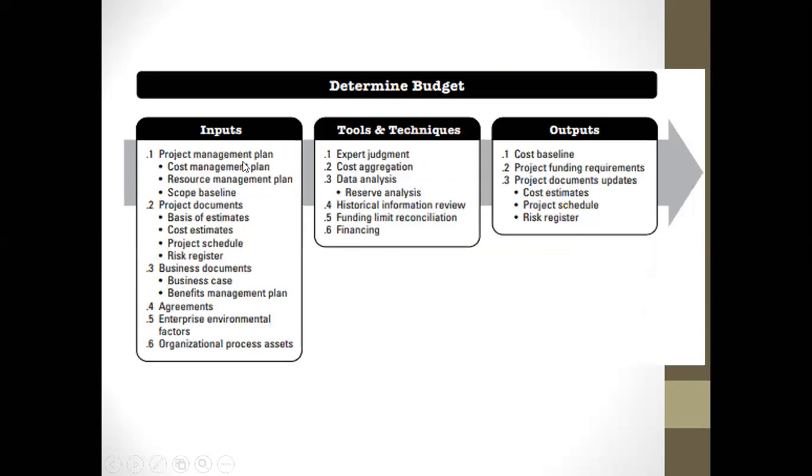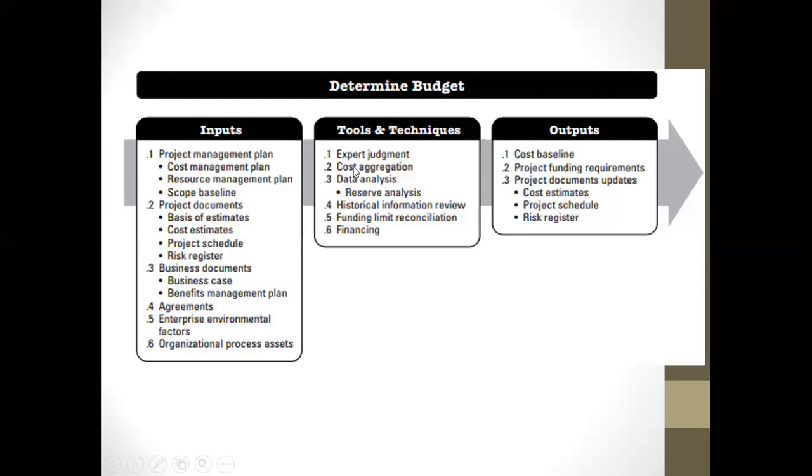Now, in the input, we have the project cost plan, which will include the cost management plan, resource management plan, and the scope baseline. Then we'll have project documents, which will include the basis of estimate, cost estimates, project schedule, and risk register. Then we'll have the business documents, where we'll talk about the business case and the benefits management plan. Then we'll have agreements. Then we'll have enterprise environmental factors and organizational process assets.